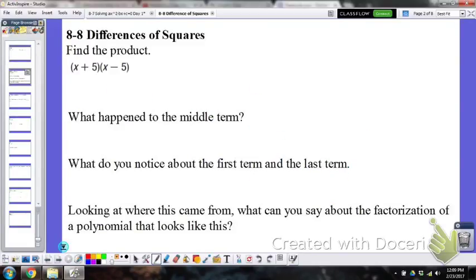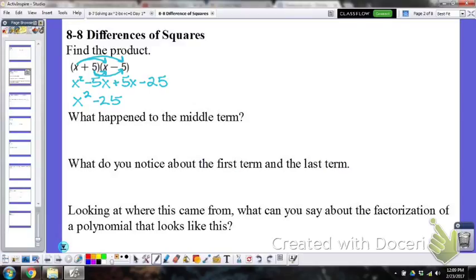So let's go ahead and find the product of these two binomials, x plus 5 times x minus 5. I'm going to use double distribution, but you can use the box. So first we'll do x times x, giving us x squared. Then we'll do x times negative 5, giving us negative 5x. Then we'll move on to 5 times x, which is plus 5x, and 5 times negative 5, which is negative 25. And then when we simplify this, it becomes x squared minus 25.